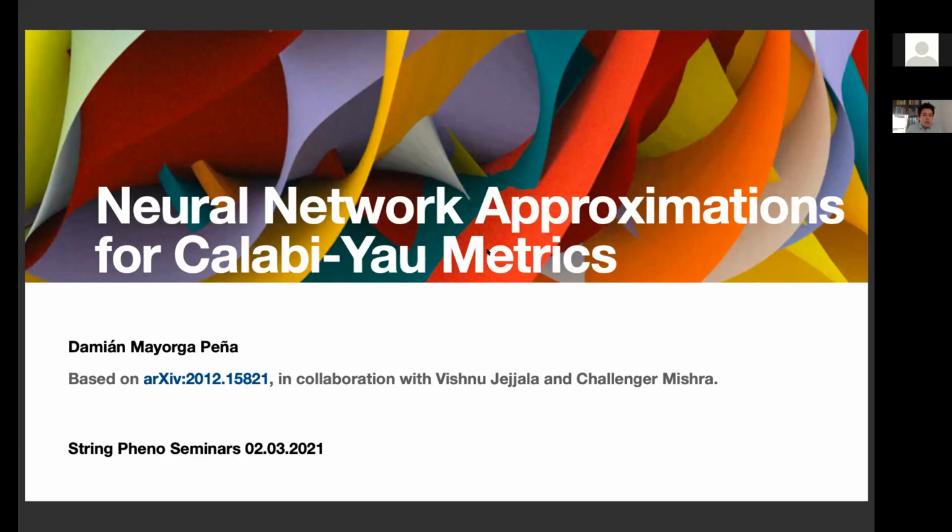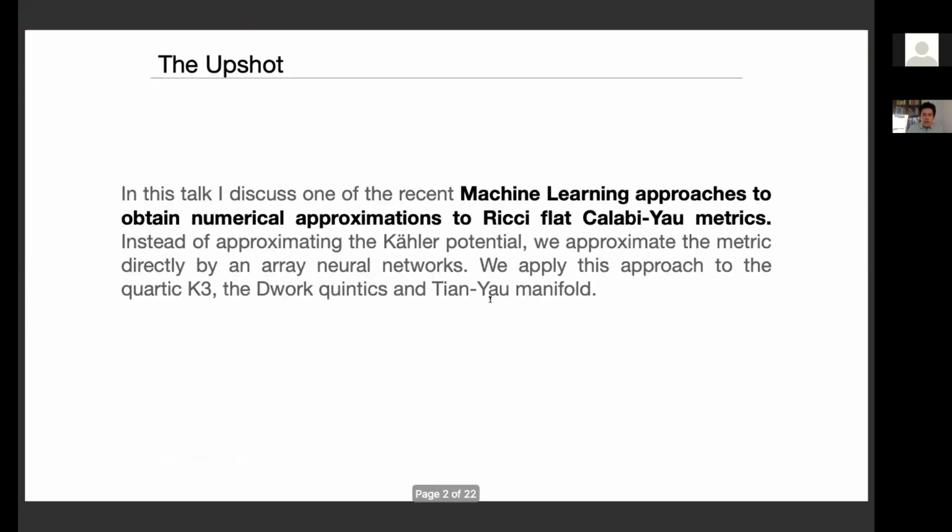And basically what we want to do here is to discuss one of the recent machine learning approaches that have been devised to obtain numerical approximations to Ricci flat Calabi-Yau metrics. In this work, instead of approximating the Kaehler potential, we approximate the metric directly by an array of neural networks. And we apply this approach to different Calabi-Yau manifolds, such as the quartic K3, some members of the Dwork family of quintics, and the Tian-Yau manifold.